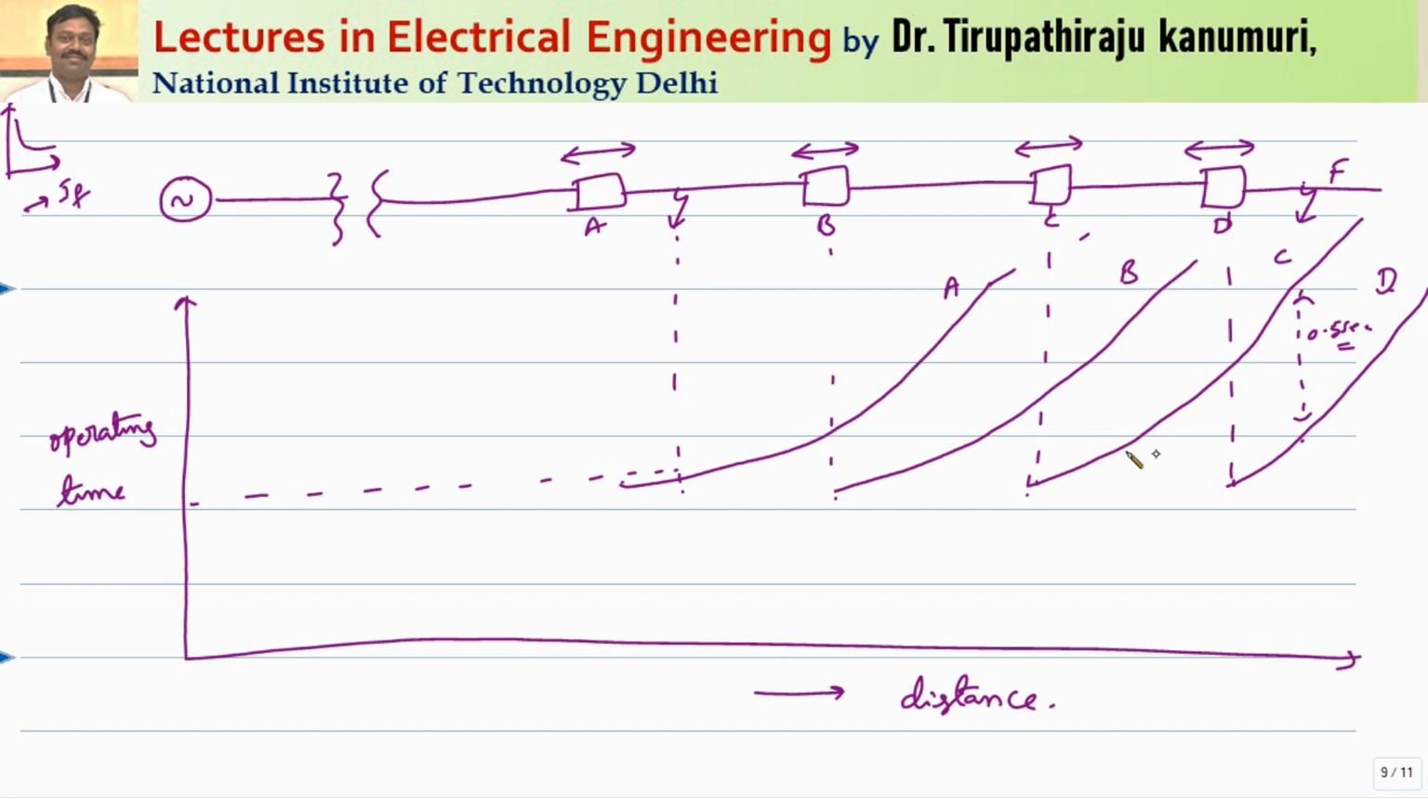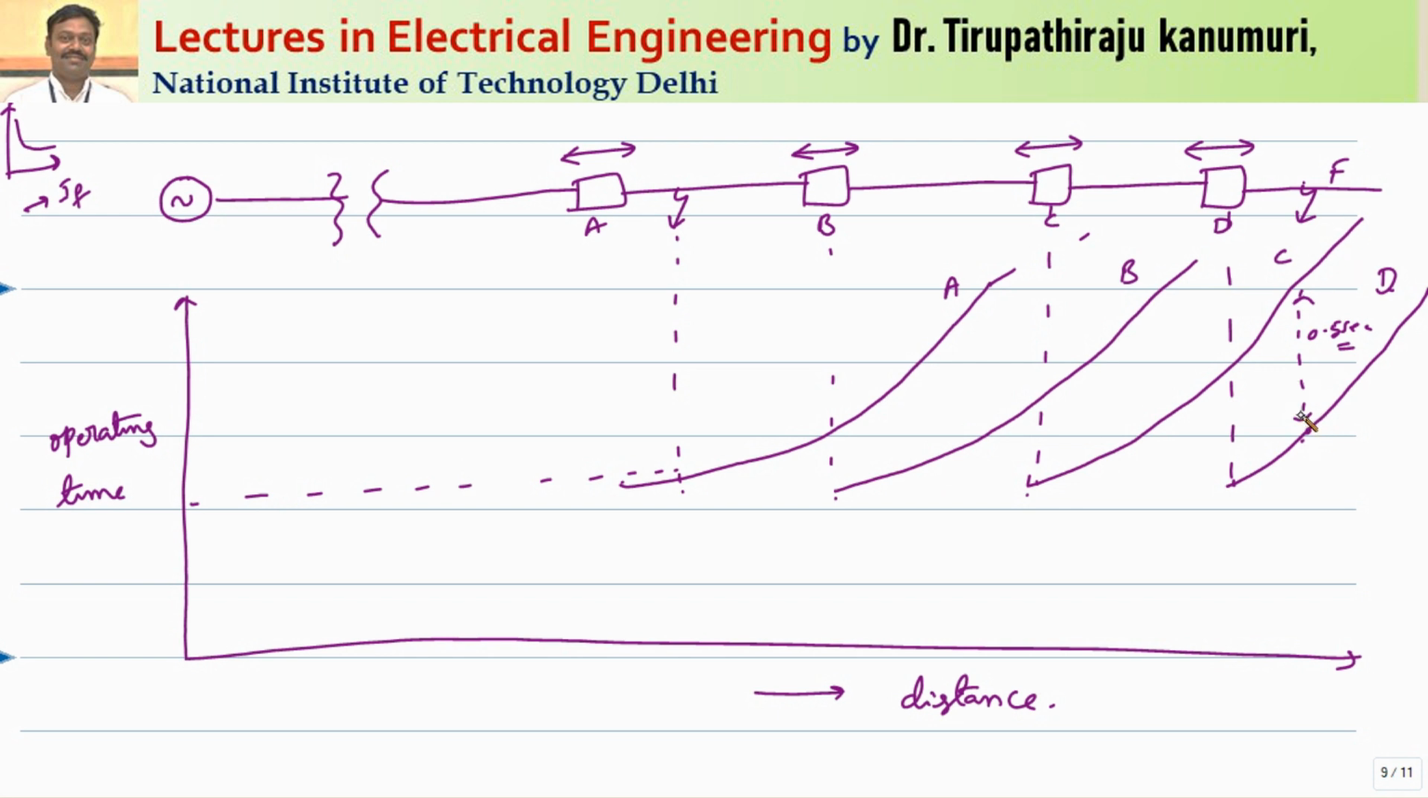Let me try to explain it once again so that it will be much more clear. Let us assume the fault has happened at this point. For relay D, you can extend the line from this fault, and you can see it intersecting at this point, which is the operating time of relay number D. Let us assume relay number D has failed to operate.